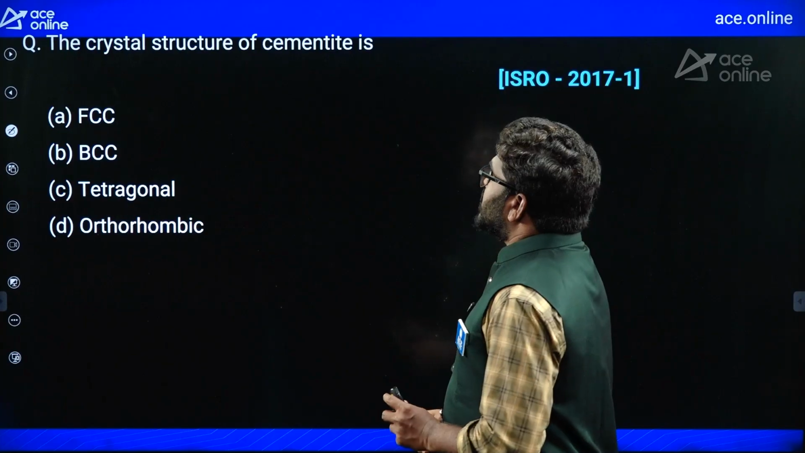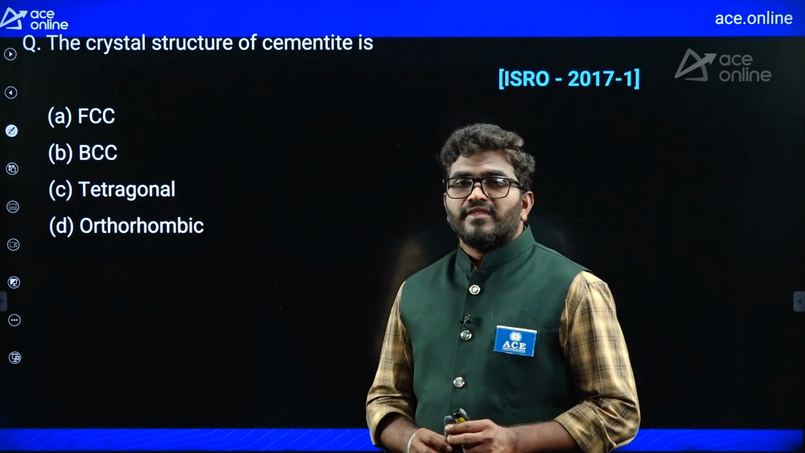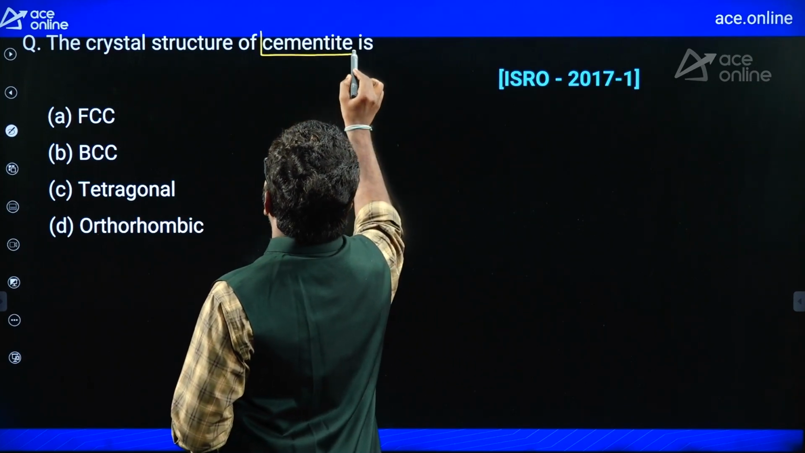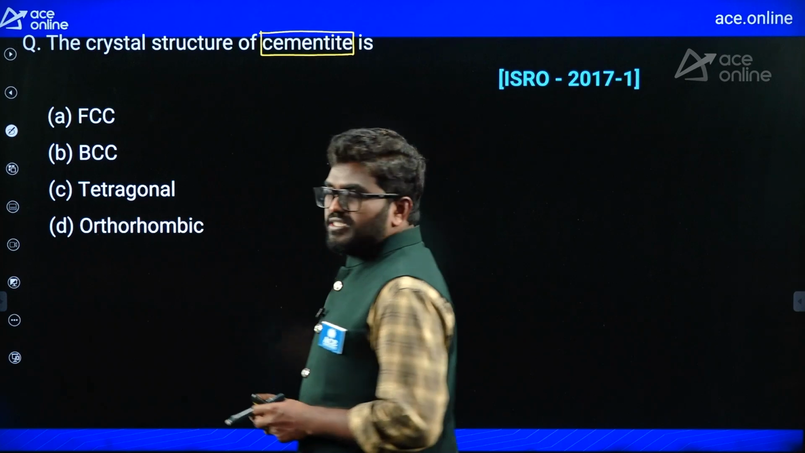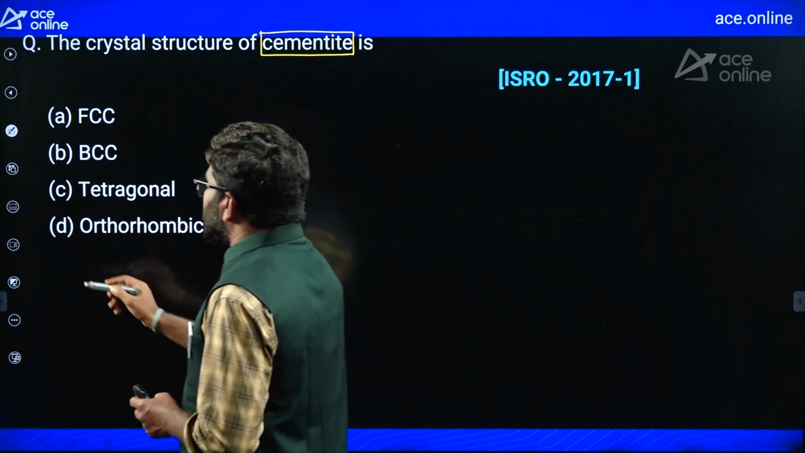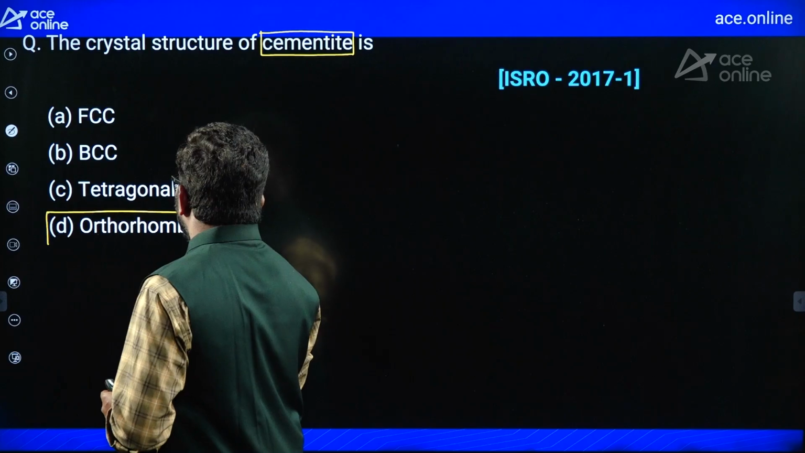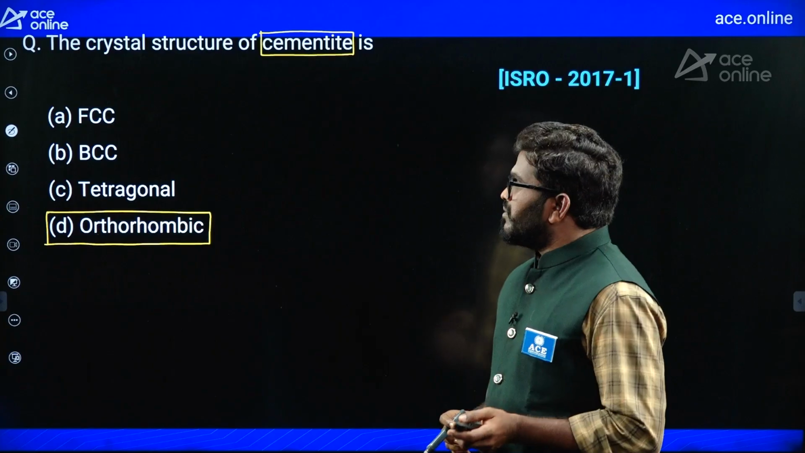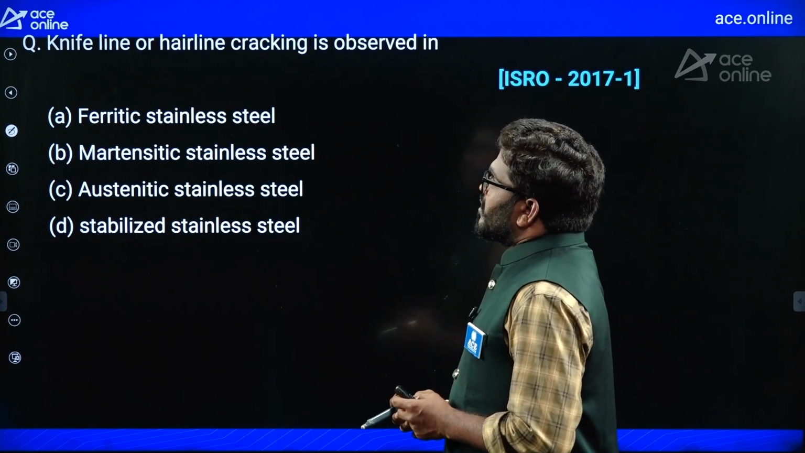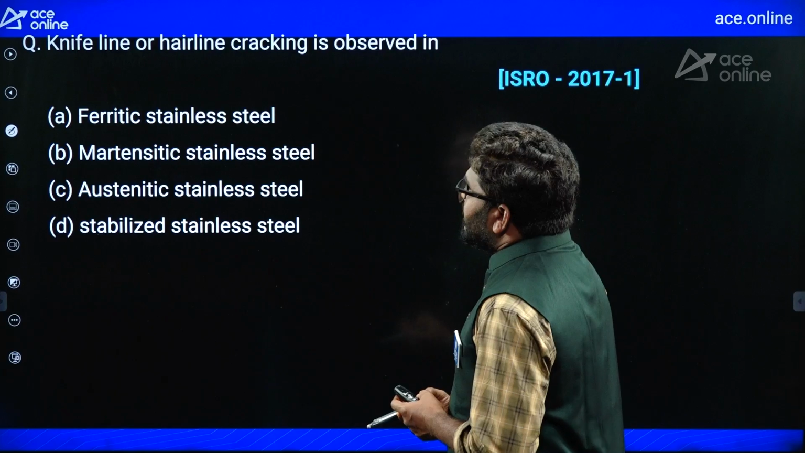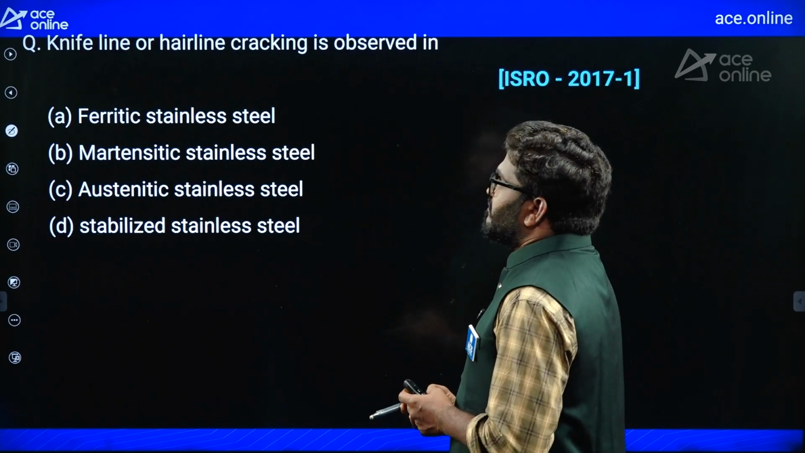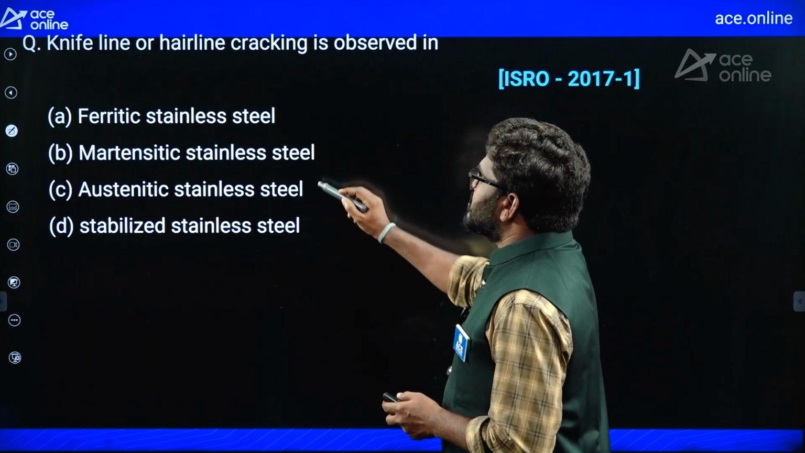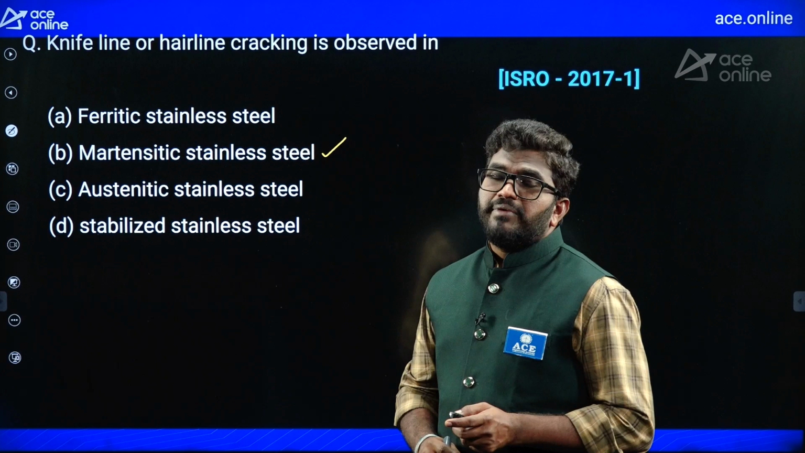Next, the crystal structure of cementite. Remember, the cementite crystal structure is orthorhombic structure. Straightforward question. Then, knife line or hairline cracking is observed in, remember, it is a defect actually, martensitic stainless steel. B is the correct answer.